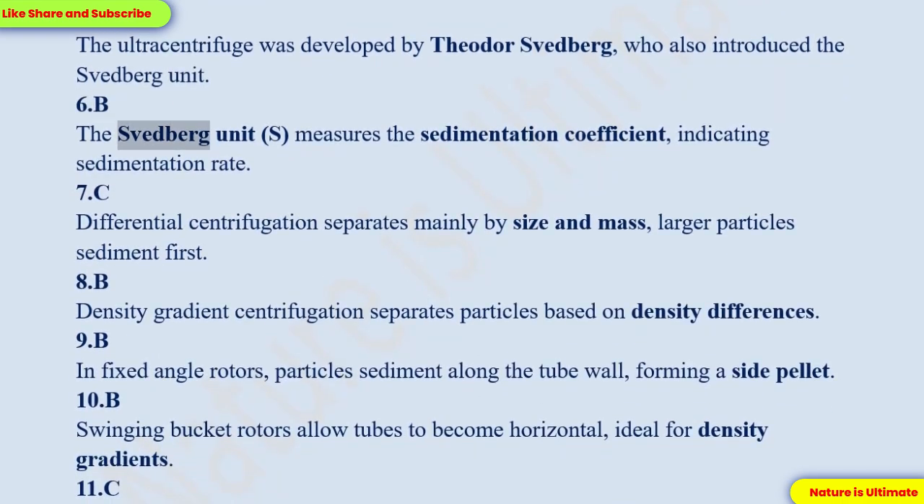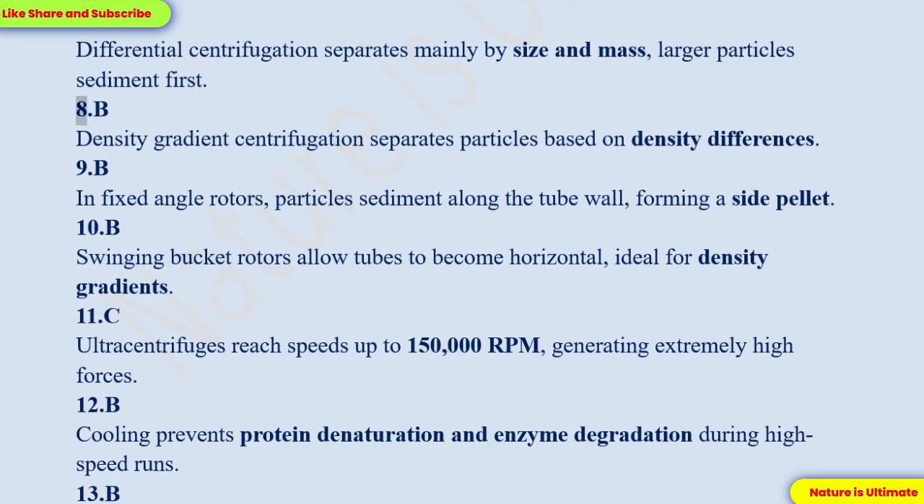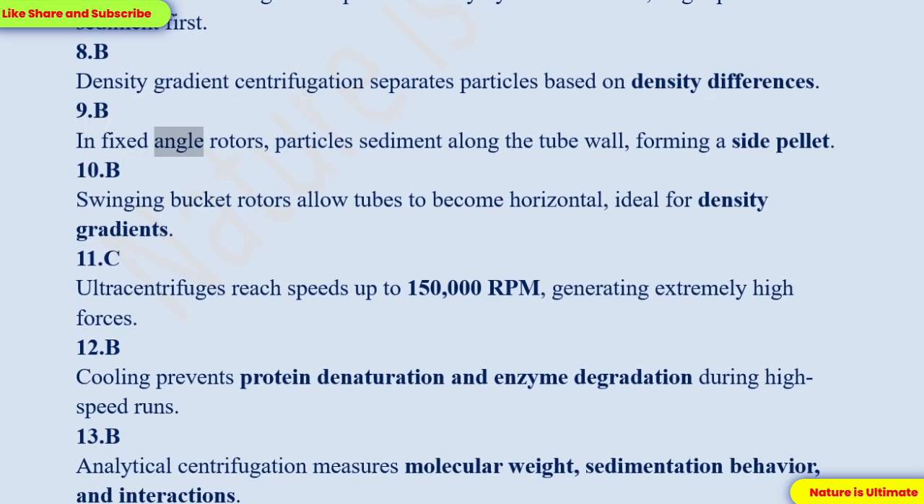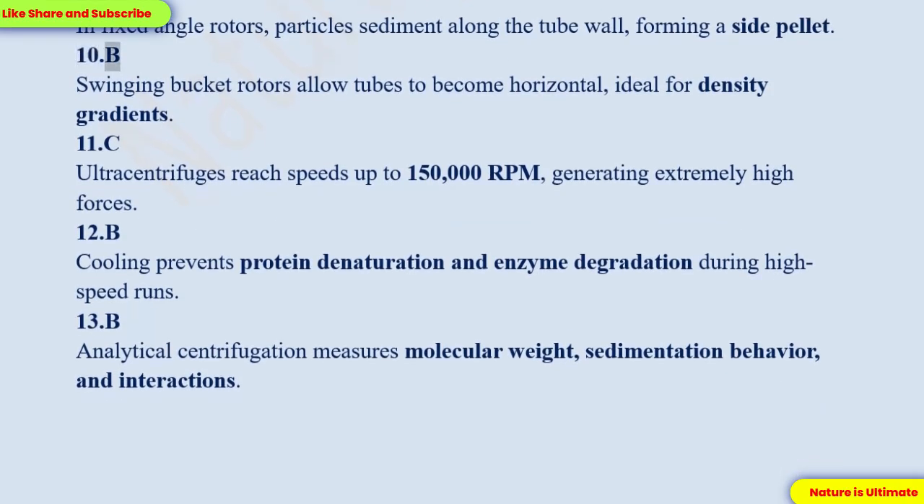6b. The Svedberg unit, S, measures the sedimentation coefficient, indicating sedimentation rate. 7c. Differential centrifugation separates mainly by size and mass; larger particles sediment first. 8b. Density gradient centrifugation separates particles based on density differences. 9b. In fixed angle rotors, particles sediment along the tube wall, forming a side pellet. 10b. Swinging bucket rotors allow tubes to become horizontal, ideal for density gradients.